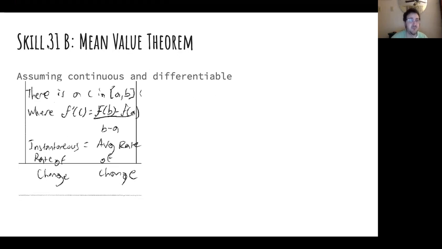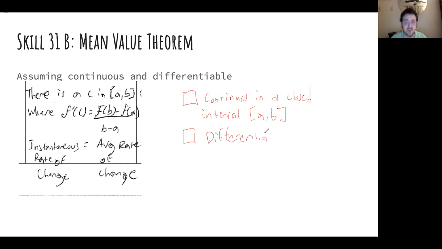So what does have to happen in order to use this theorem is the following. It has to be continuous in a closed interval. And it has to be differentiable, meaning that I can take the derivative in an open interval. And if those conditions are met, then we can use the mean value theorem.